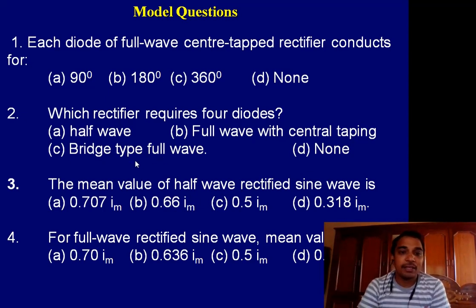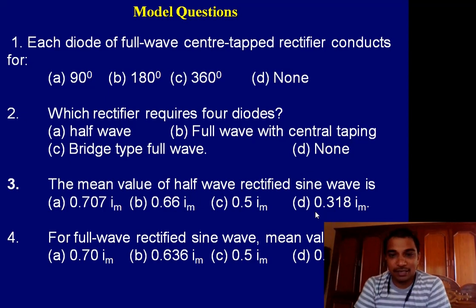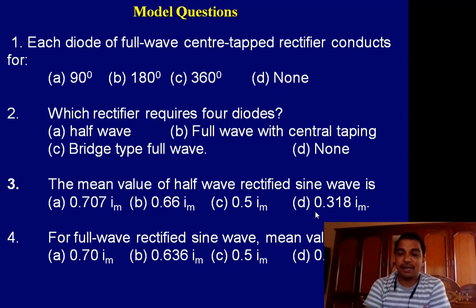The third one. The mean value of half wave rectified sine wave is: mean value means it is average value. 0.707 I maximum, 0.66 I maximum, 0.5 I maximum, 0.318 I maximum. What is the formula for half wave rectifier output voltage? Vm by pi, or Im by pi for current. So that is 0.318 I maximum.